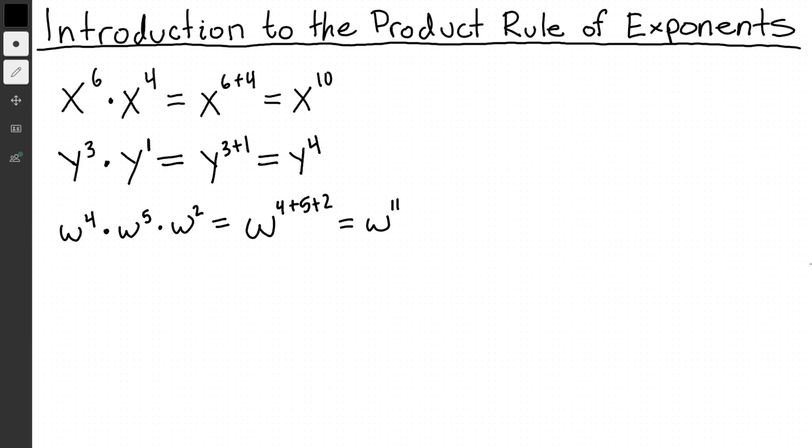So, to simplify several multiplied terms that have the same base but different exponents, keep the same base and add the exponents to get your final answer. Exactly.